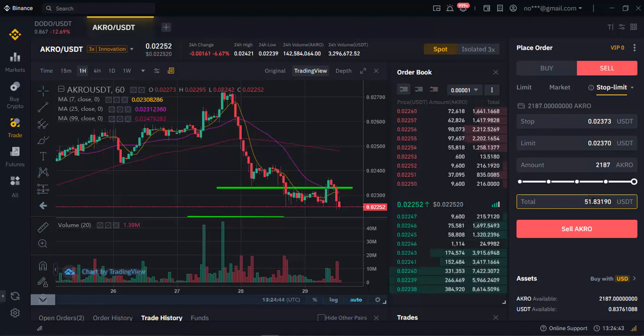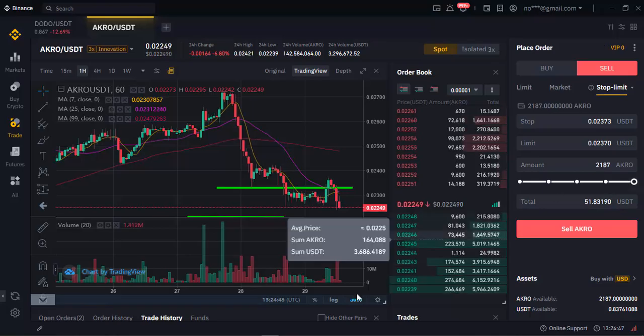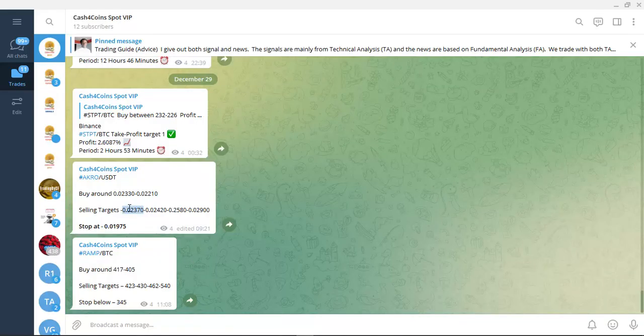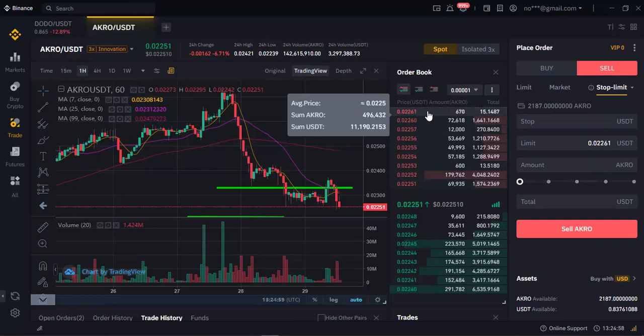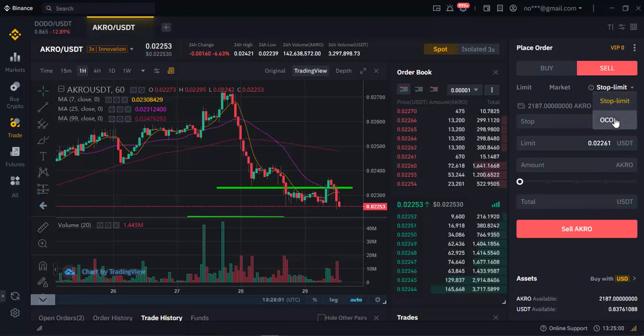If you are going to sell it at this price, that's the first target on this signal, which means we have made a little profit. So we take it back to a price that is nearer, so we can be able to talk about the OCO order. I want you to execute quickly, then we talk about the OCO order.